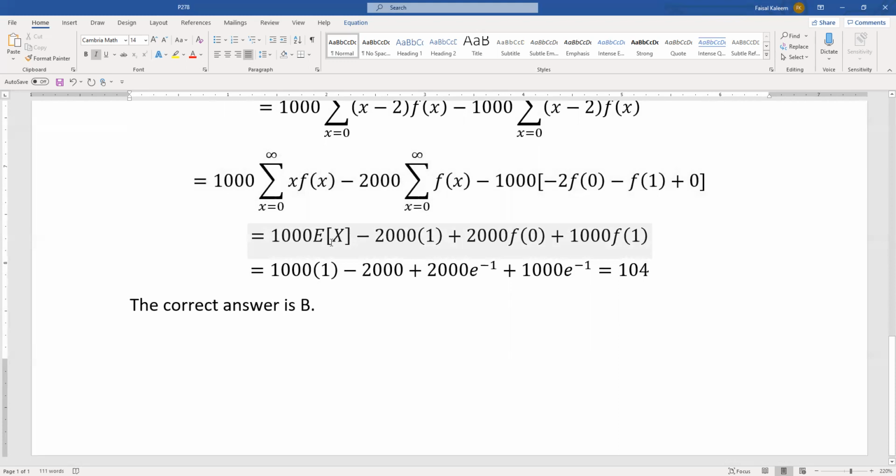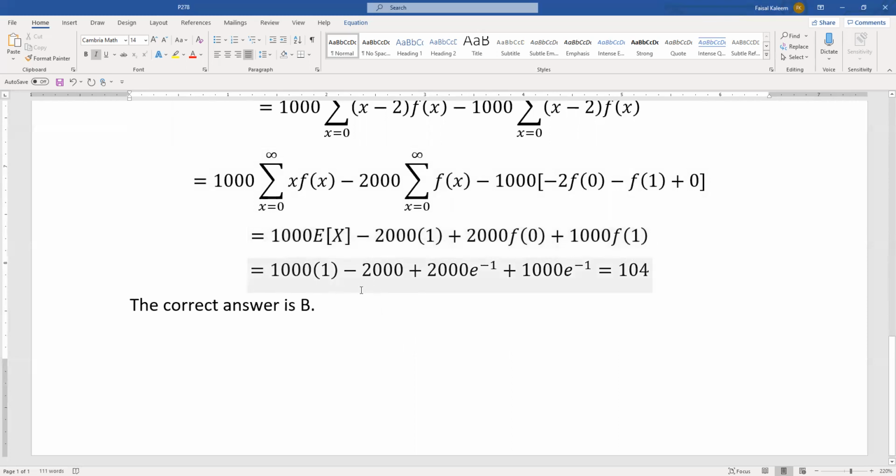Now E of x is the mean of x, which is given to be 1. Remember, the Poisson variable had the mean 1, and x is that Poisson variable. So E of x is also 1, just because of the number given in this problem. In general, it doesn't have to be 1, but this summation of f of x is always 1, because that's the basic probability law.